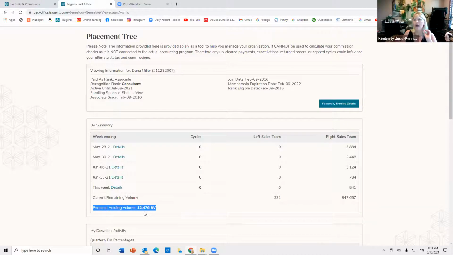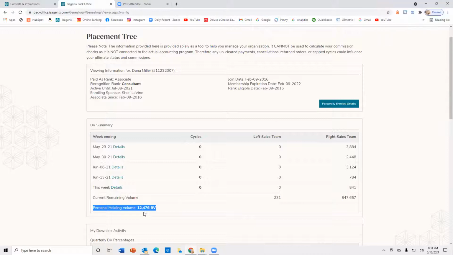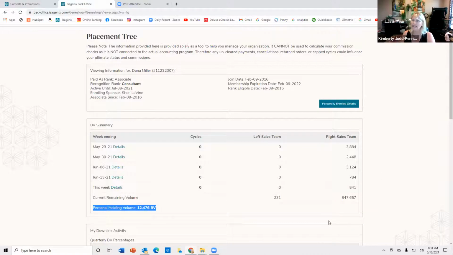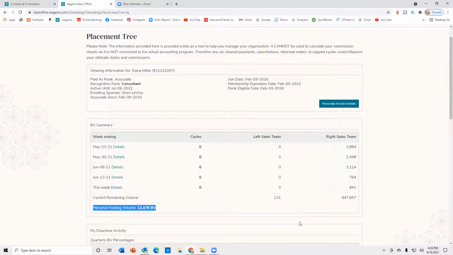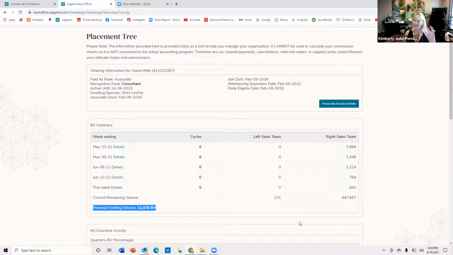That's why we call them, hey, they can't collect on this money unless they are a consultant, which means you only get paid when you are a consultant or higher. So that's why it's important to stay a consultant, so that as you're ordering, you're getting these cash back rewards.